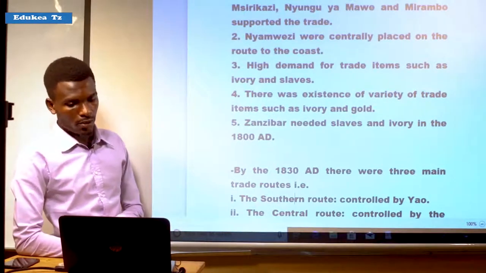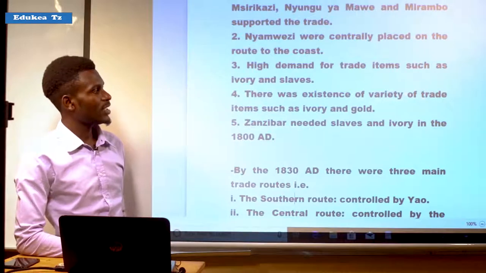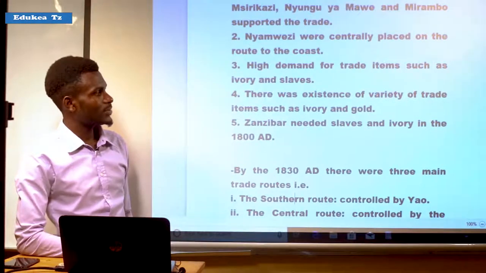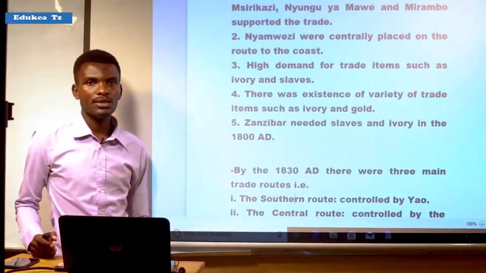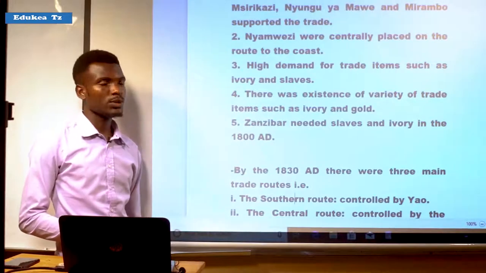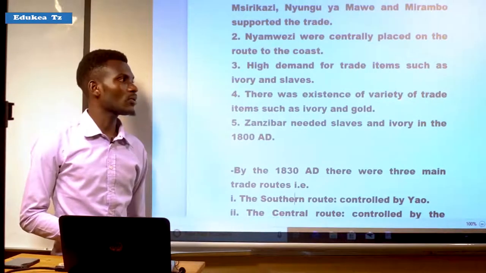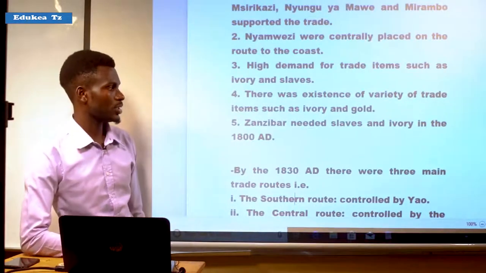Also, there was the existence of a variety of trade items such as ivory and gold as well as slaves. That made the Nyamwezi succeed during the long distance trade because they had a variety of trade items that were much needed in the long distance trade.